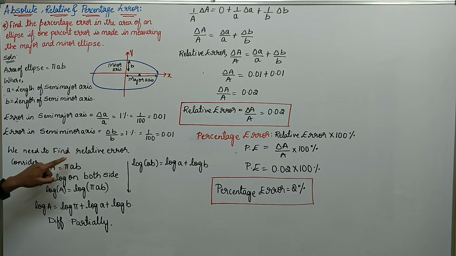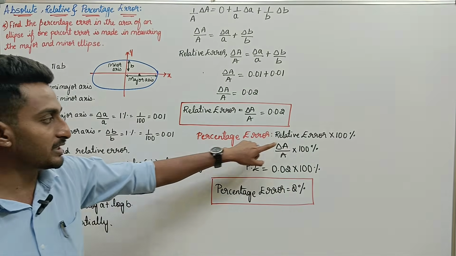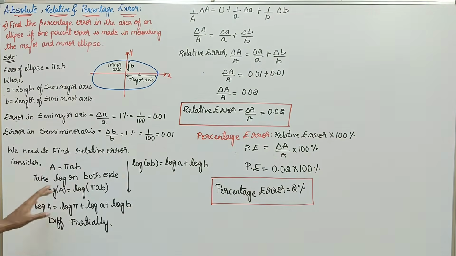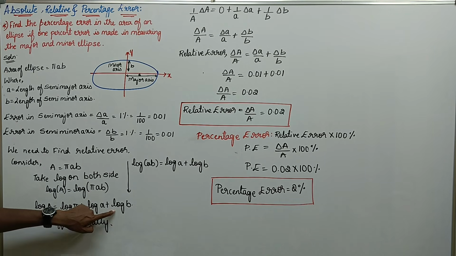Now we are supposed to find the relative error. Why are we supposed to find the relative error? To conclude the percentage error. If we need the percentage error, we need the relative error. So to find the relative error, I am going to consider the area of the ellipse, that is pi ab, taking log on both sides. We know that log of pi ab can be represented as log pi plus log a plus log b.